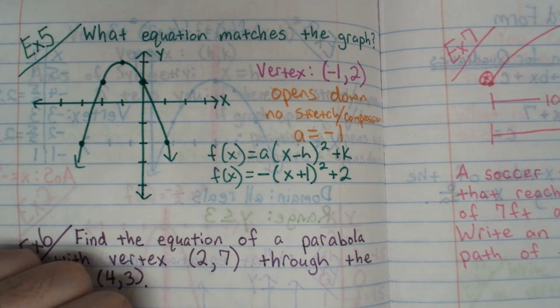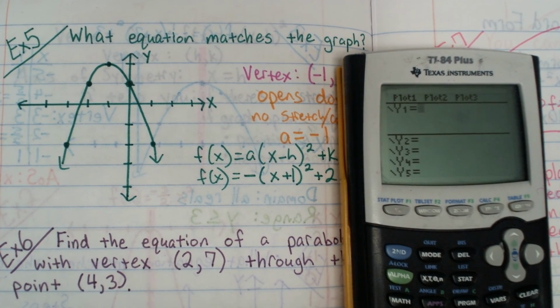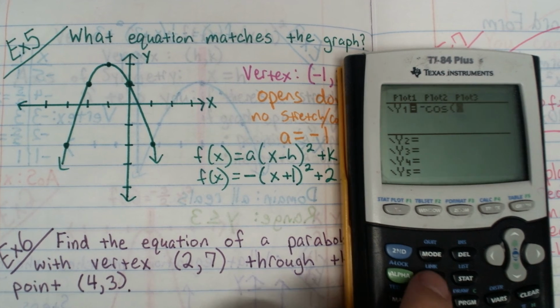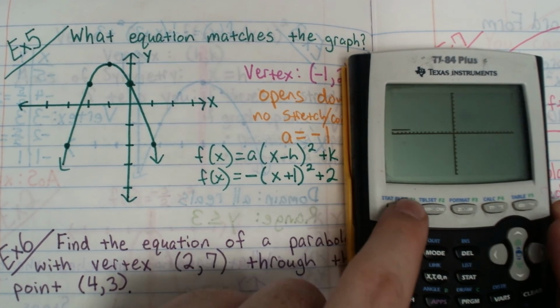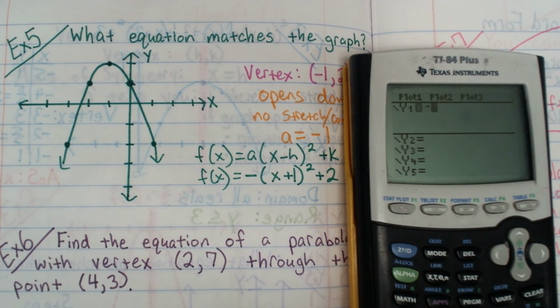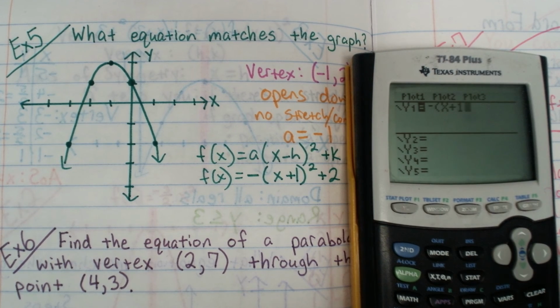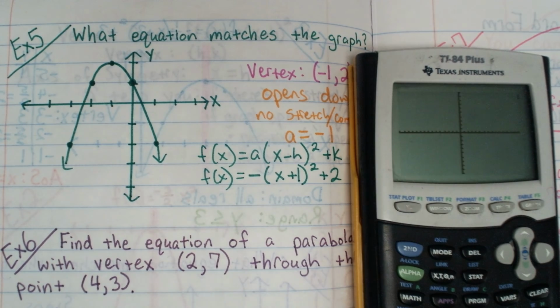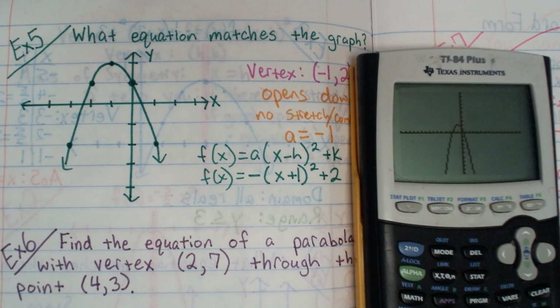And then quickly I'll verify with the graphing calculator. Negative x plus 1 closed quantity squared plus 2. I did not type that right. Negative x plus 1 closed quantity squared plus 2. Here we go. That looks about right. We've got a vertex that's a maximum in the second quadrant going down.